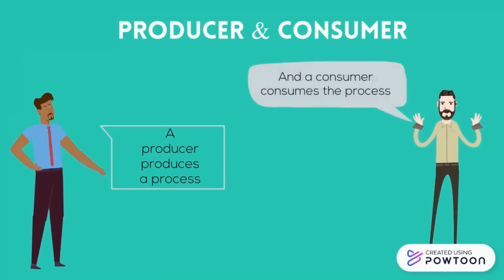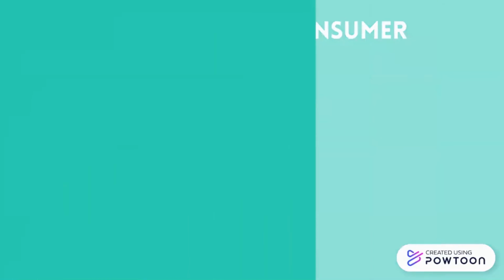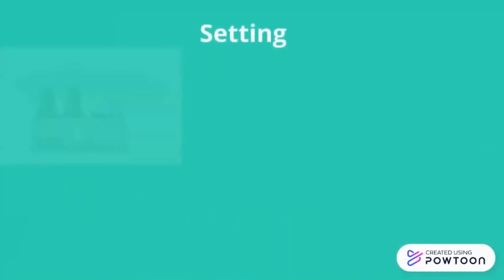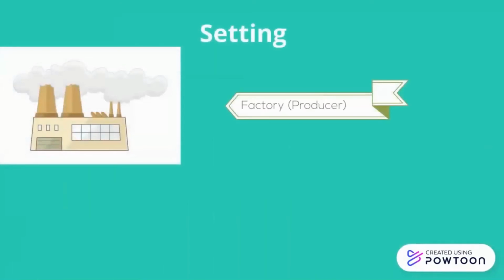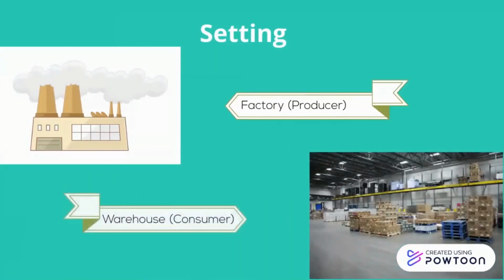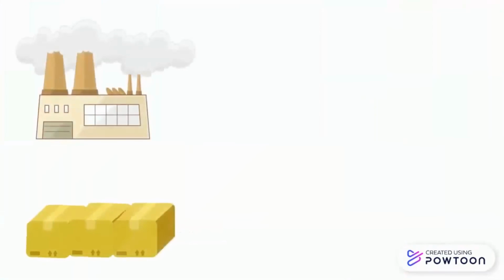But some people can find a small misconception in this. So that's why we came up with a small analogy to help you understand it better. So this would be the analogy. The setting would be a factory logistics setting, where the factory will be the producer and the consumer is the warehouse.